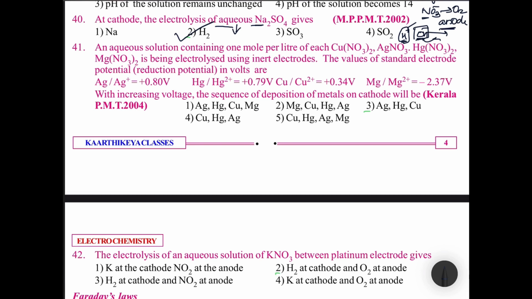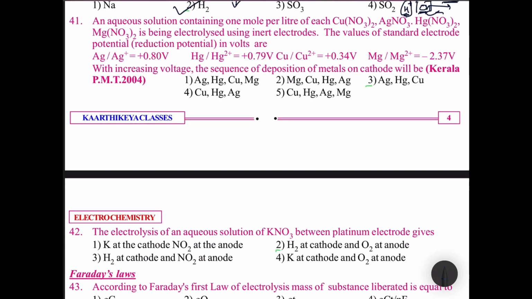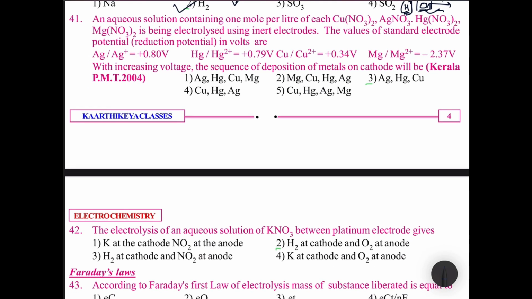Coming to 41st question. An aqueous solution containing 1 mole per liter of each copper nitrate, silver nitrate, mercuric nitrate, magnesium nitrate is being electrolyzed using inert electrodes. The values of standard reduction potentials in volts for Ag, mercury, copper, magnesium are all given. Write the sequence of deposition of metals on cathode.